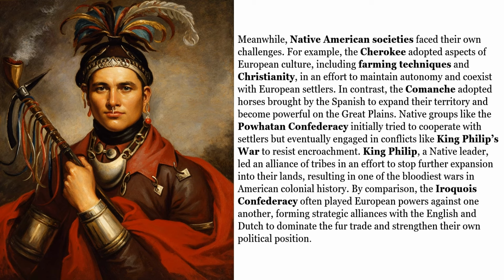King Philip, a native leader, led an alliance of tribes in an effort to stop further expansion into their lands, resulting in one of the bloodiest wars in American colonial history. By comparison, the Iroquois Confederacy often played European powers against one another, forming strategic alliances with the English and Dutch to dominate the fur trade and strengthen their own political position.